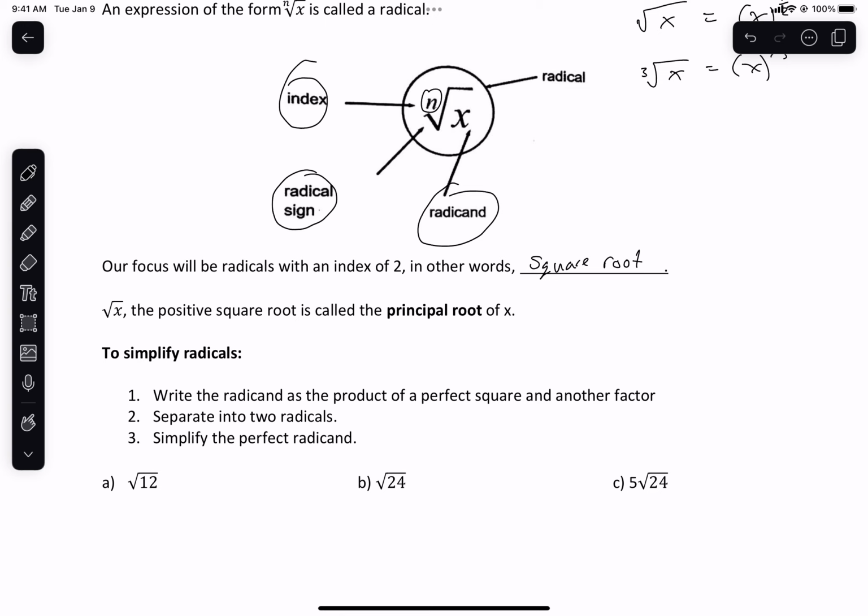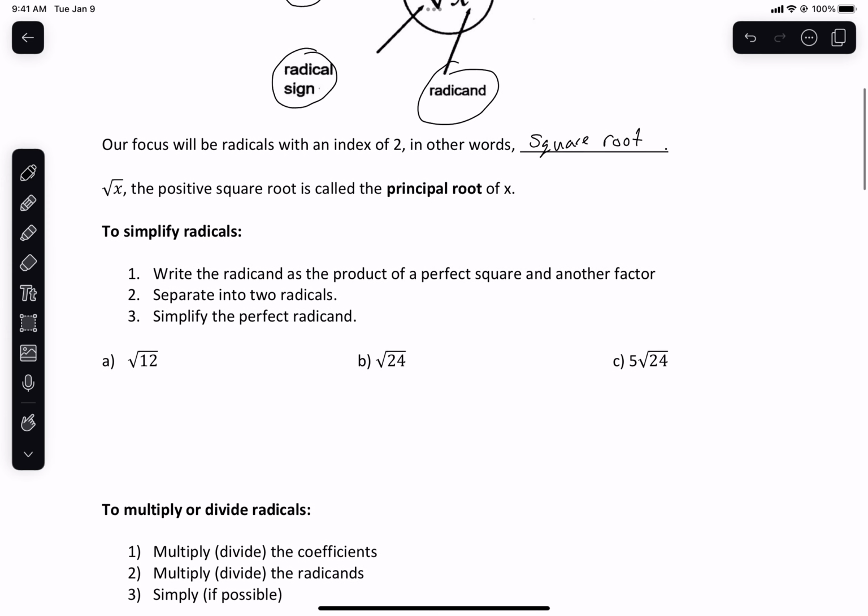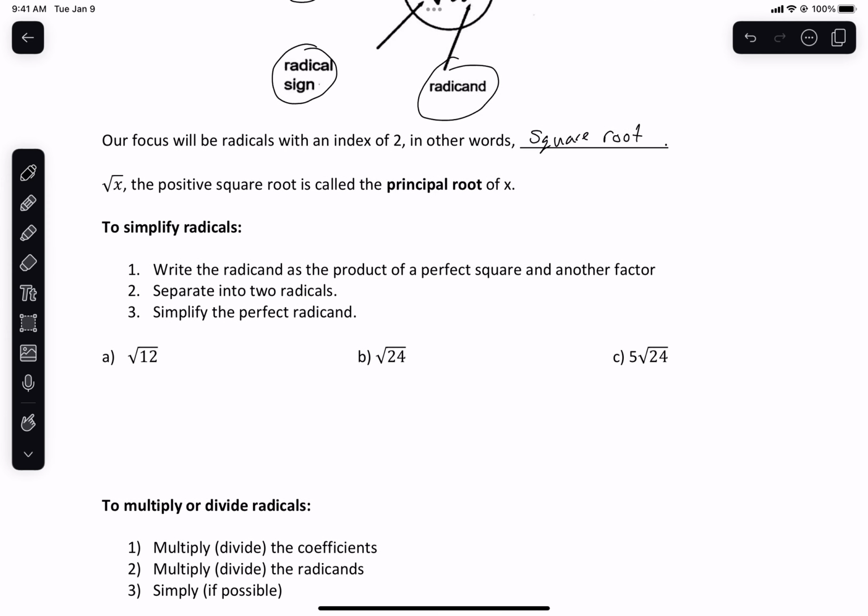So to simplify radicals, we're going to write the radicand as a product of a perfect square and another factor. Do we know what that means? Not yet. We might with an example. Basically, we're going to take something that is perfectly square rootable, like 36. We can do square root of 36. Everyone agree? And when I multiply these things together, it's almost kind of like x and x. When I multiply them together, I kind of get x squared.